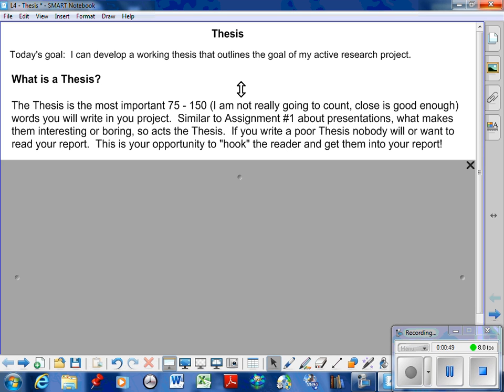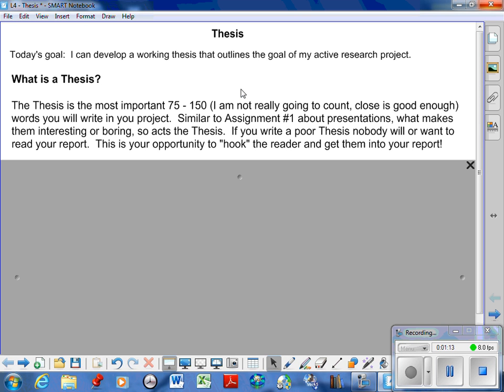You have to make sure your thesis is engaging, that it's interesting, that it's well written, so that people will want to read your report. It's an opportunity to hook people into your report. So it's very, very important. You need to make sure your spelling is good. You need to make sure your grammar is as correct as you can. And you need to make sure it's on point.